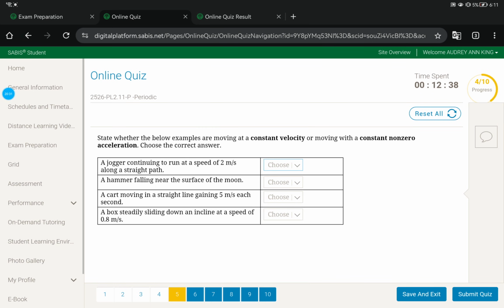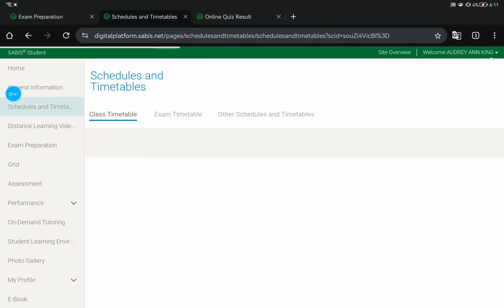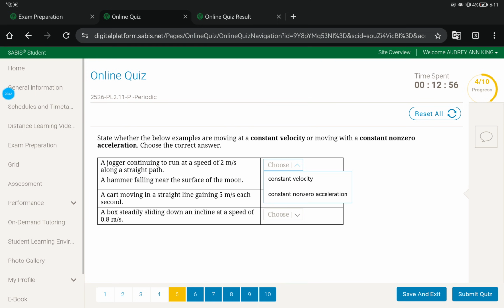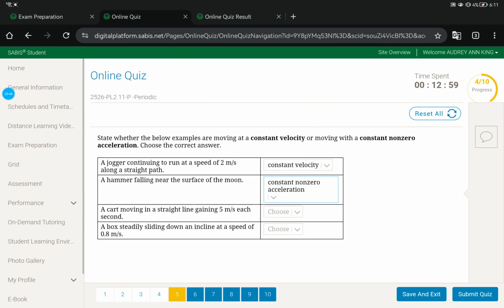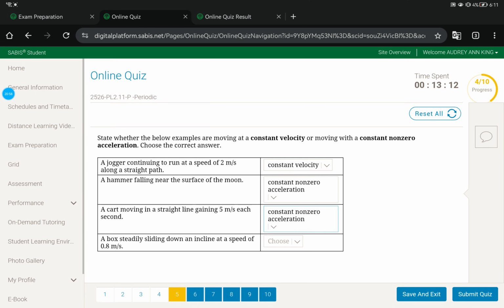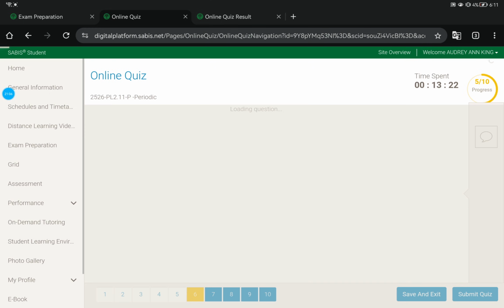A jogger continuing to run at a speed of 2 meters per second along a straight path. So there's speed, so it's going to be velocity. A hammer falling near the surface of the moon. That's going to be non-zero acceleration. A cart moving in a straight line gaining 5 meters per second each second. Acceleration, because they talk about velocity. A box suddenly sliding down an inclined speed of 0.8 meters per second. That's going to be velocity because you're sliding down.